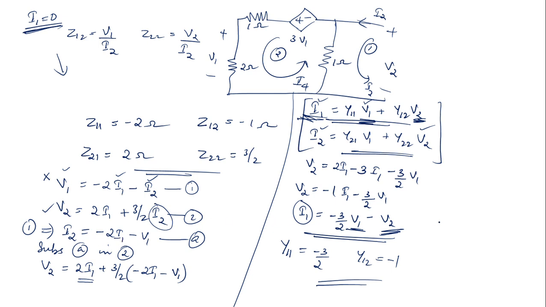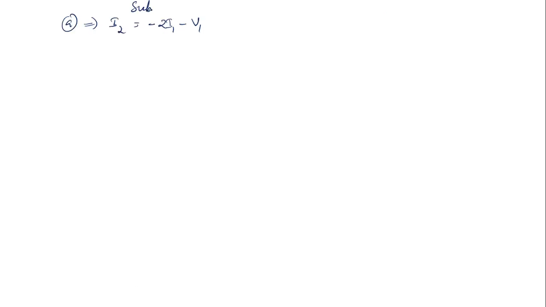Okay, or you can use this equation which you have got. If you want, you can use this equation also, the equation which you got over here. Okay, the equation which you got over here is I1 is equal to minus 3 by 2 V1 minus V2. So I think it is easier to use the equation which you got over here. So what is the equation that you got over here? You can just name it as an equation B. You are going to substitute B in A.